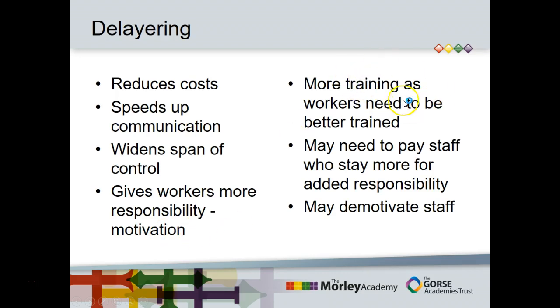As we delayer, more training's needed, because everyone's job will change slightly, so you're going to need to make sure that everyone's got the skills that they need to be able to do the job. You might need to pay staff more, so it only works if the additional money that you pay staff is less than the money that you save from delayering. And as we've said before, getting rid of staff is always precarious. You need to make sure that you communicate well with the staff within the organisation, so that everyone who's left knows that their job is secure, because if they don't, they will feel demotivated, they will feel less safe, and as a result, productivity is likely to go down.